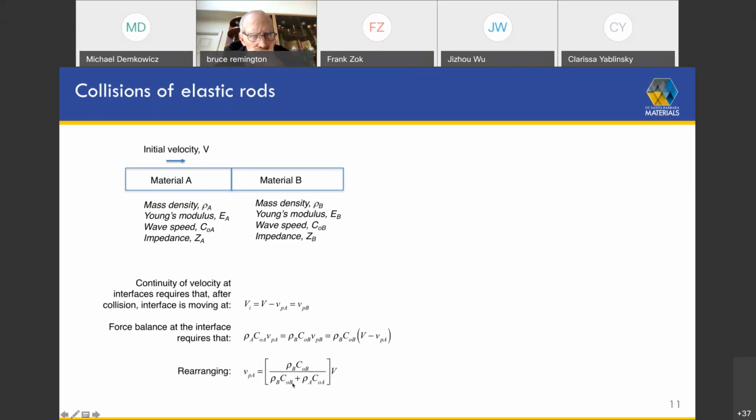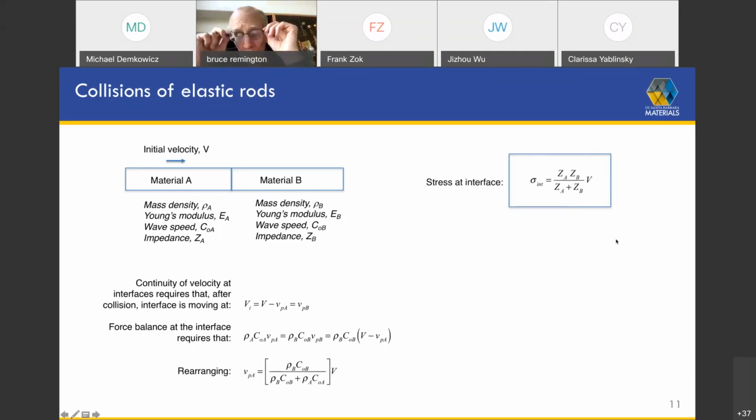So we can then solve, for example, for the particle velocity in material A. And you can see what we get here is the acoustic impedance of B divided by the sum of the acoustic impedances times the initial impact velocity. If we then combine that with the stress equation, rho CV, then we find that that interface stress becomes, a new result now, the product of the acoustic impedances divided by the sum times the impact velocity. This is another key result.